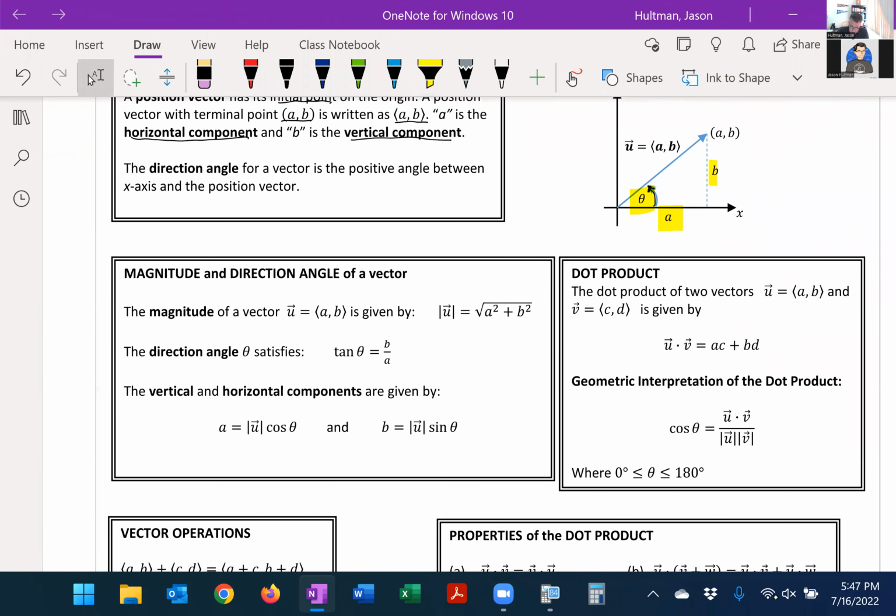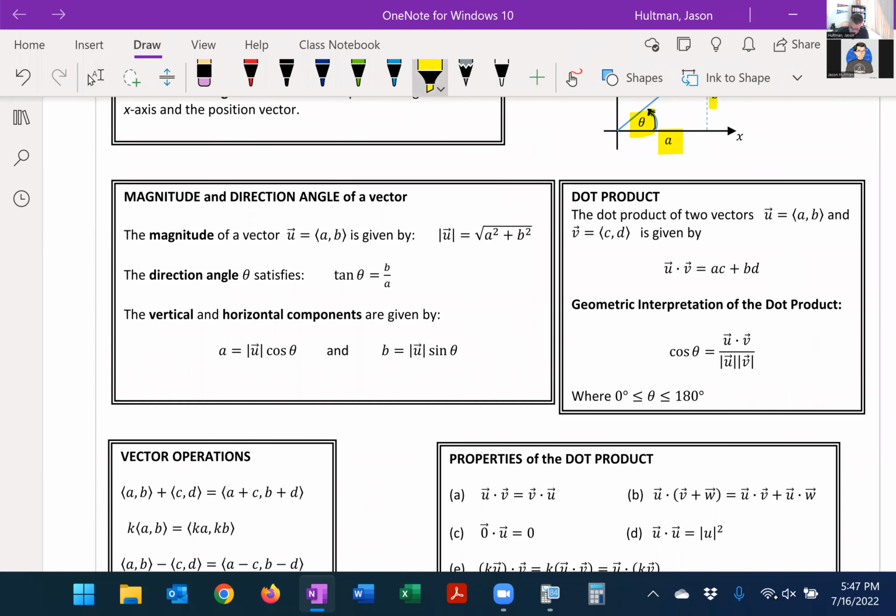Okay, the magnitude and direction angle of a vector. The magnitude of a vector u, AB, is given by the absolute value of u, which is equal to the square root of a squared plus b squared. The direction angle, theta, satisfies the tangent of theta equals b over a.